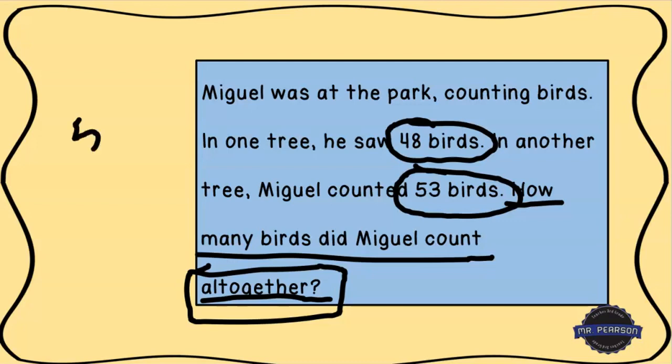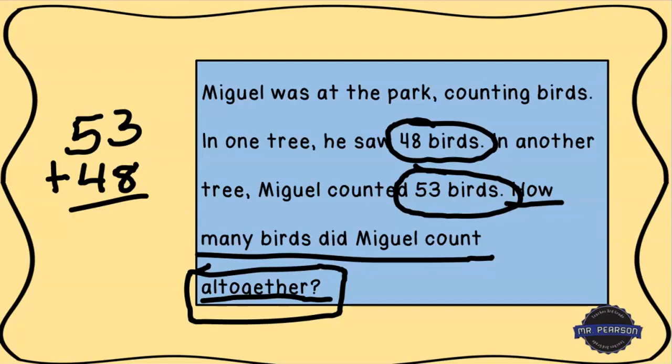We'll put 53 plus 48. You could also write that as 48 plus 53. Either way is fine. With addition, the addends can go in either order. And let's go ahead and solve.